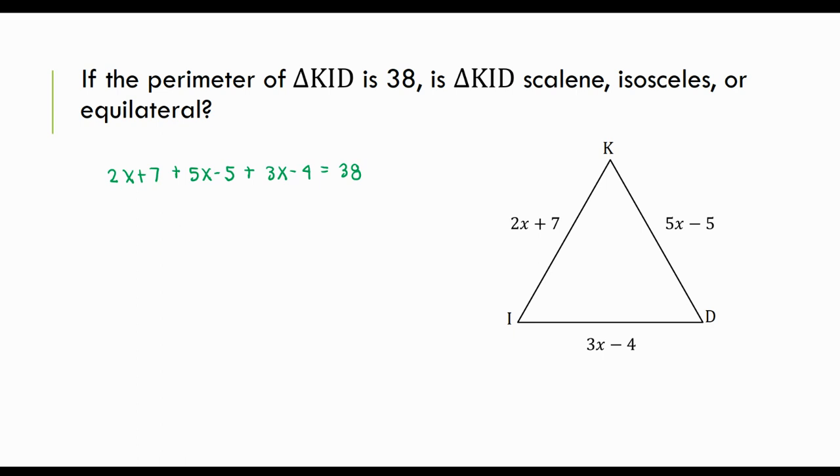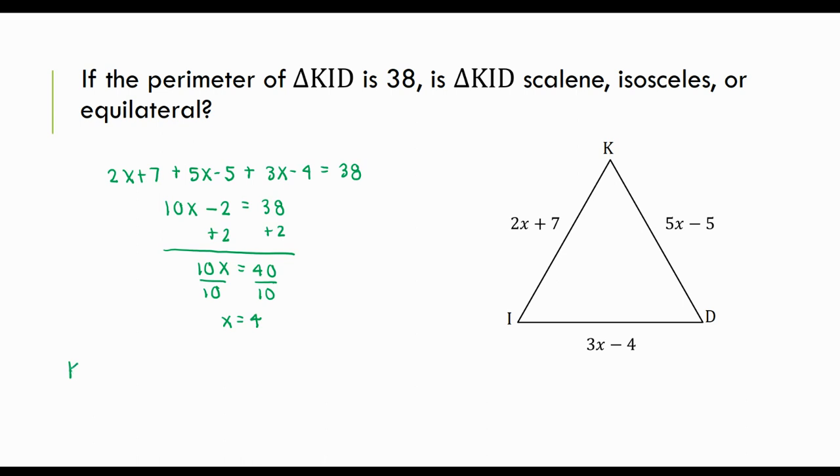So combining like terms, 2x, 5x, and 3x is going to give us 10x. 7 minus 5 minus 4 gives us a negative 2. This still equals 38. I'm going to add 2 to both sides. That gives me 10x now to equal 40. So when I divide by 10, I find out that x is 4. But that's not my answer. I now want to plug 4 back in to each of my expressions.